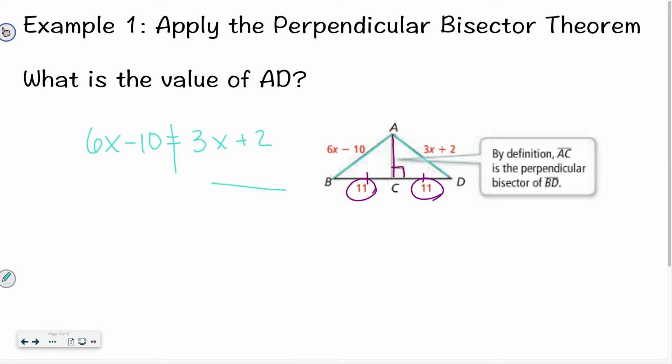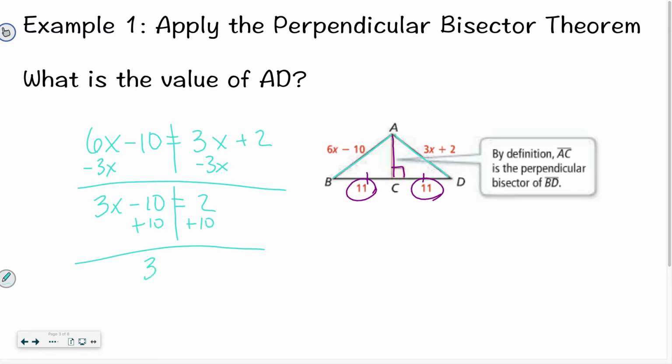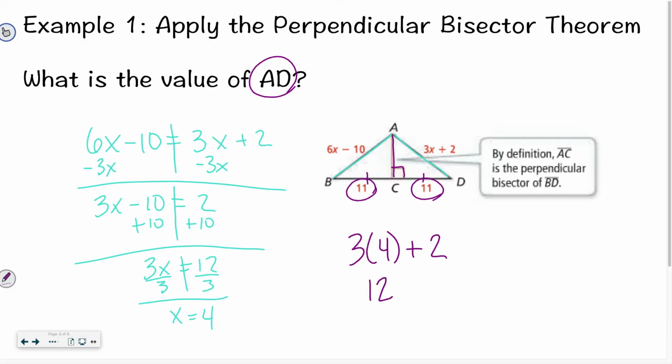And if I solve that, I can subtract 3x from both sides. I'm left with 3x minus 10 equals 2. And then I can move that 10 over by adding. And I'm left with 3x equals 12. Divide both sides by 3, and I'm left with x equals 4. But that's not what it's asking me. If I go back to the original question, I want to know what AD is. So AD is 3x plus 2, and we said x was 4. So I'm going to plug a 4 in for x. So 3 times 4 is 12, plus 2 is 14 units for AD.